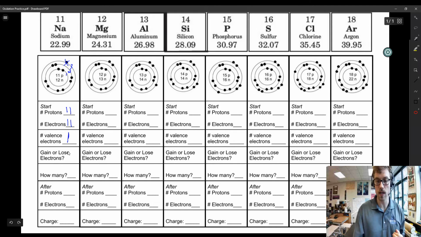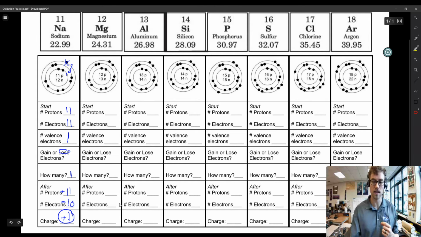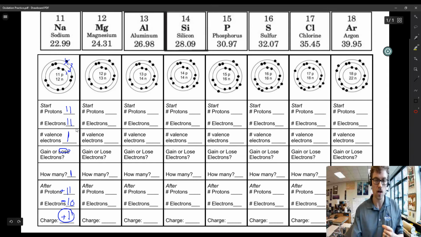And that's what's going to happen, okay? We're going to lose that 1 valence electron. And afterwards, we still have the same number of protons, right? We still have 11 protons, but our number of electrons has decreased, and we lost that 1 valence electron, meaning that we now have 10. Remember, protons are positive and electrons are negative. So 11 minus 10 gives us a +1 charge, and this is your oxidation number, okay? So that is what we're looking at when we talk about oxidation numbers.